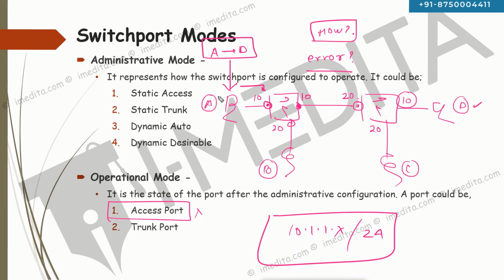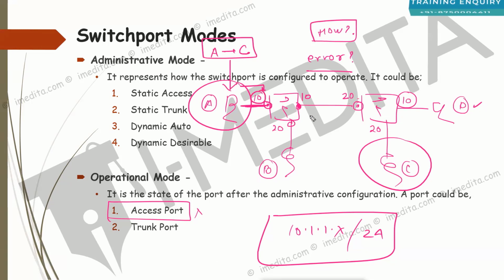Similarly, now I ping from A to C. Traffic arrives onto this port. Traffic belongs to VLAN 10, exits out of the port in VLAN 10, received onto this port. This port belongs to VLAN 20, so the traffic can exit out of the port in VLAN 20. That means your communication will be successful. That means I will be able to ping from A to C.